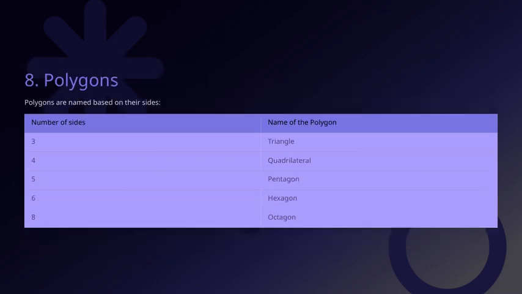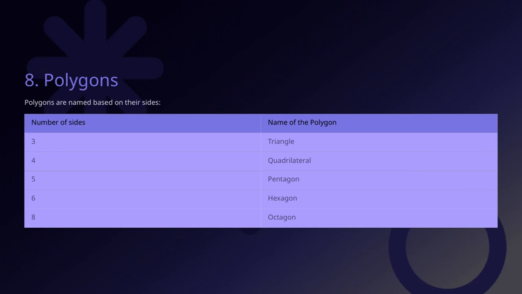Now let's look at how polygons are named based on their number of sides. As you can see in this table, a shape with 3 sides is called a triangle. When a polygon has 4 sides, it's known as a quadrilateral. Moving on, a 5-sided polygon is called a pentagon, which you might be familiar with from architecture or design. For 6 sides, we call it a hexagon, a shape often seen in honeycombs.